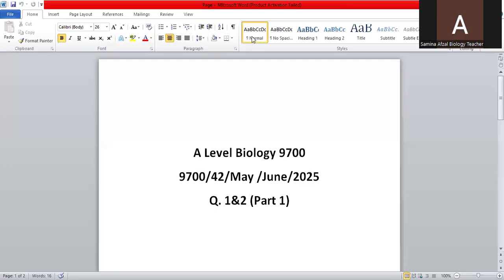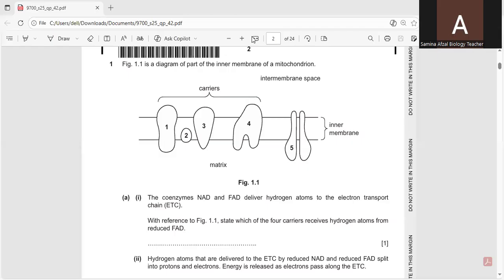So question number 1 is, figure 1.1 is a diagram of part of the inner membrane of a mitochondrion. And in this figure 1.1, they have shown the 4 carriers. And question A, part 1: the coenzymes NAD and FAD deliver hydrogen atoms to the electron transport chain.